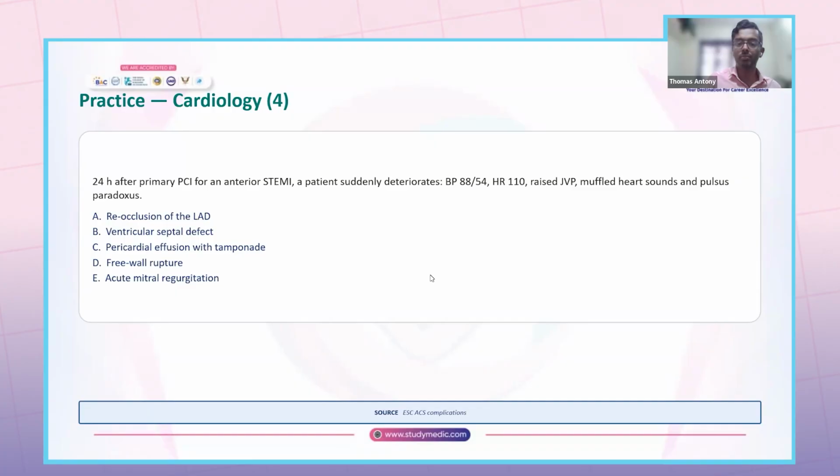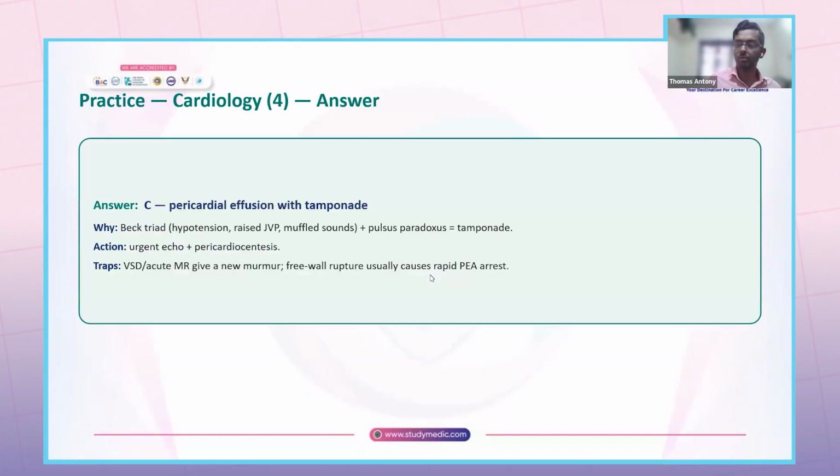Okay, so we have here, you know that it's 24 hours. What is happening? The patient is having hypotension with pulsus paradoxus. So this is classical tamponade. What do we have to do? Refer the patient for an echo and pericardiocentesis.